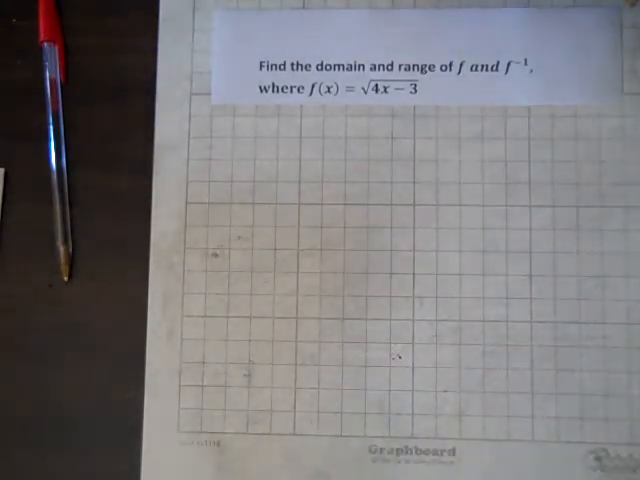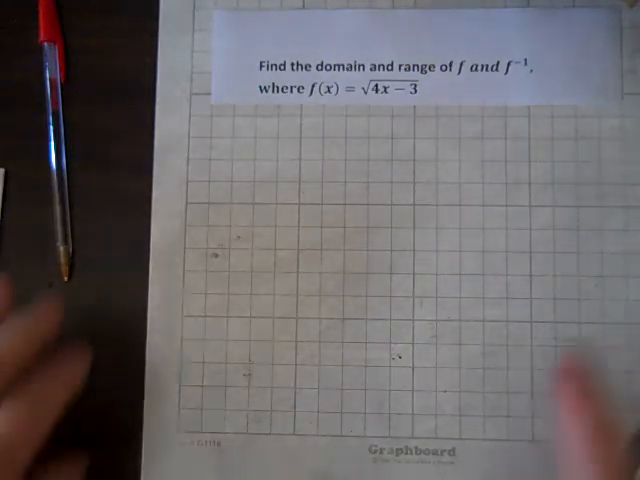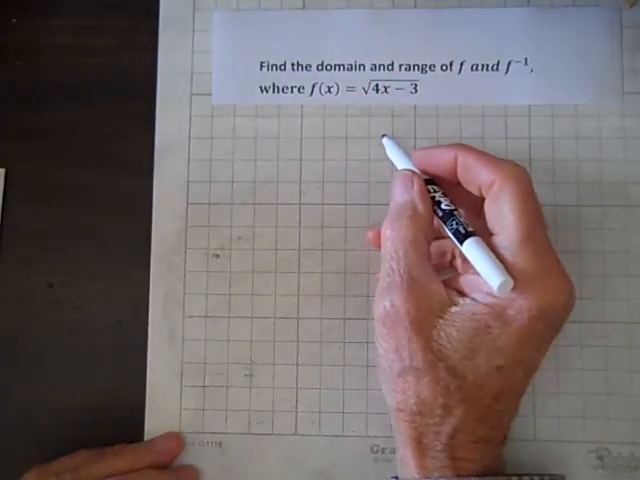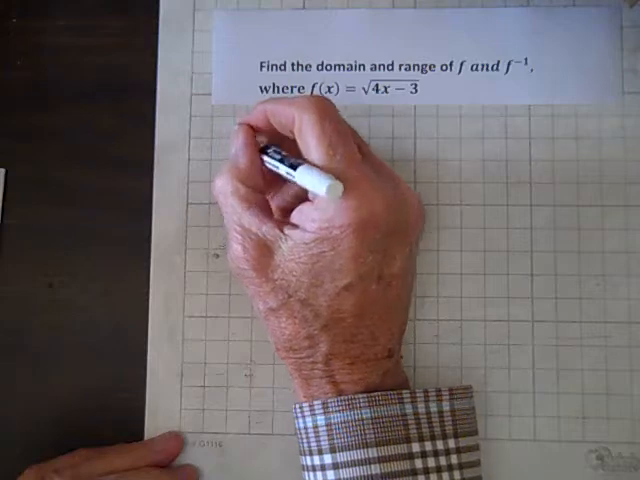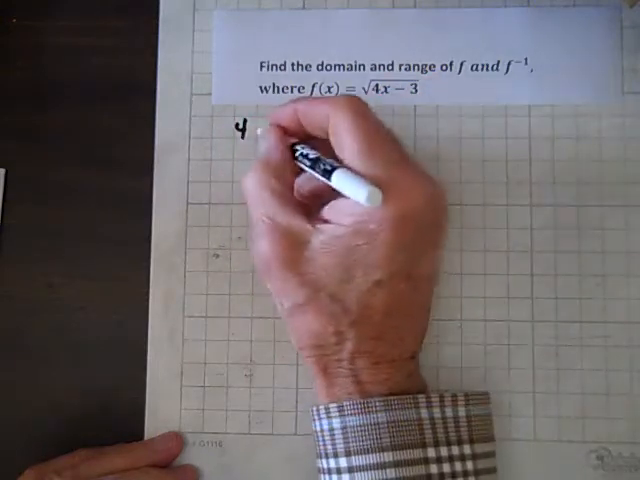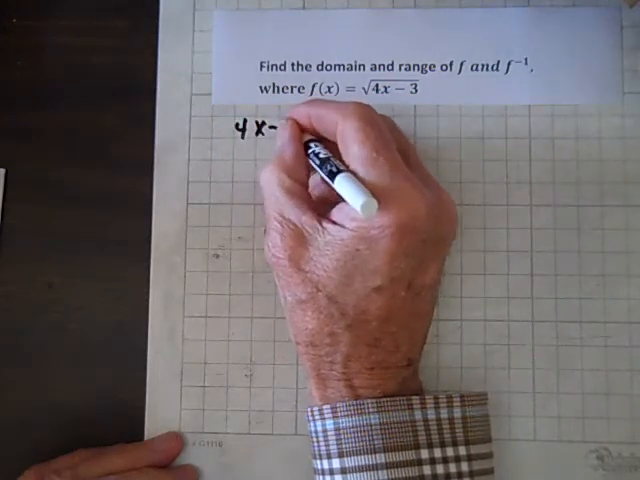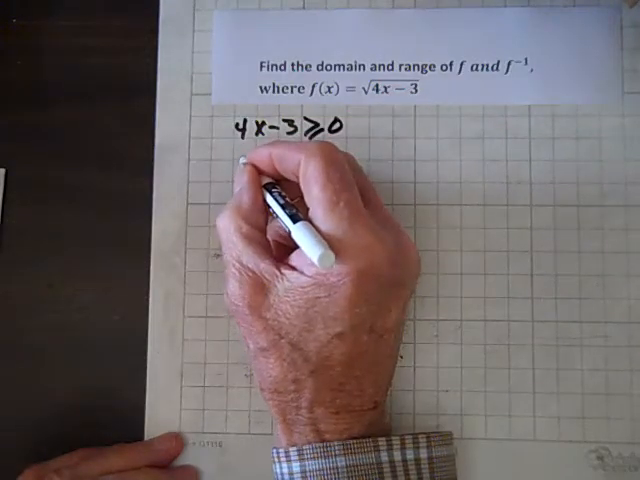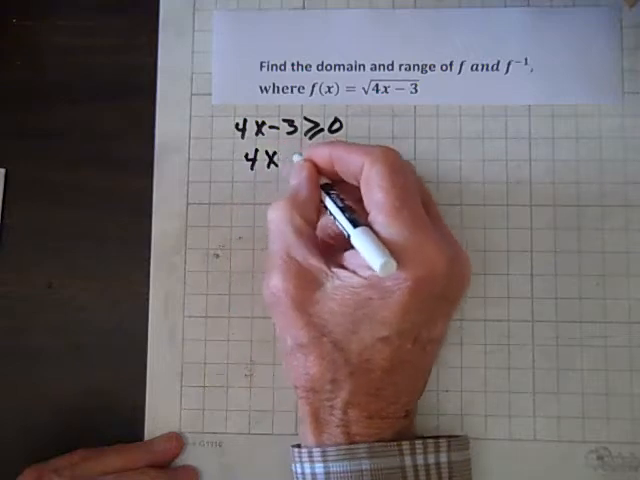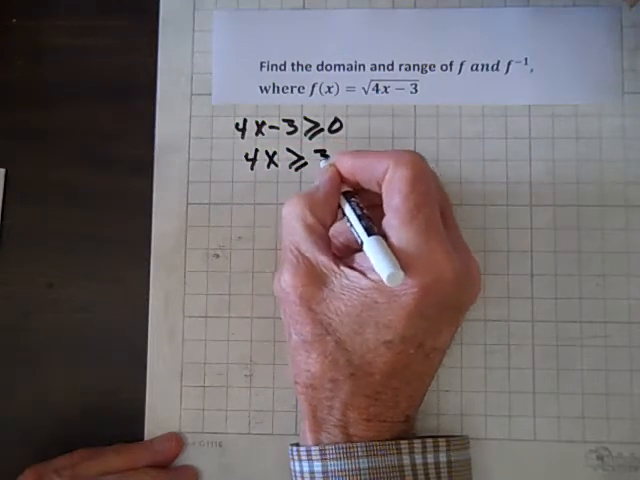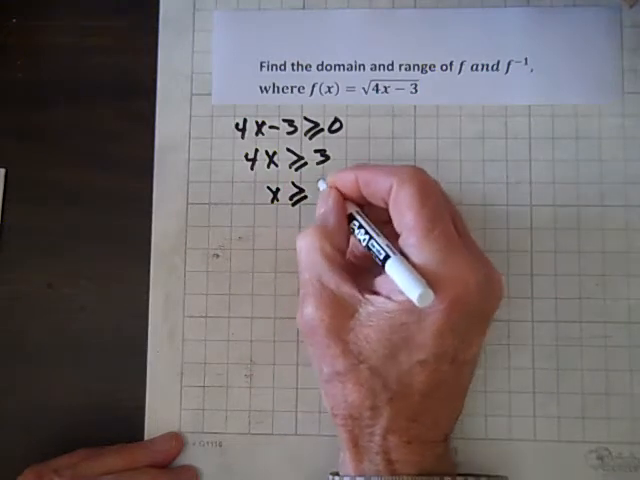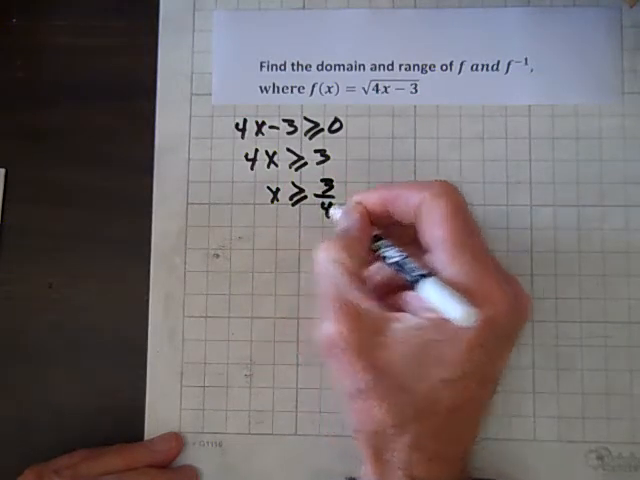Well, now we have to find the domain and range of f and f inverse, where f of x is the square root of 4x minus 3. So to find the domain, we take whatever's under the radical, set it greater than or equal to 0, and solve. We add 3 to both sides, and we get 4x is greater than or equal to 3. If we divide by 4, x is greater than or equal to 3/4.